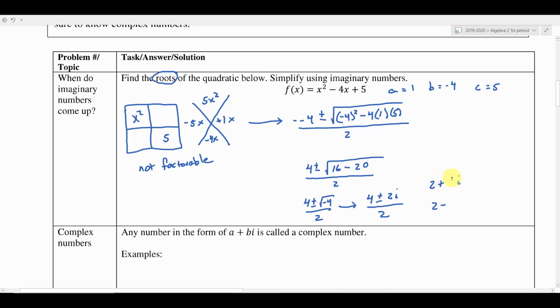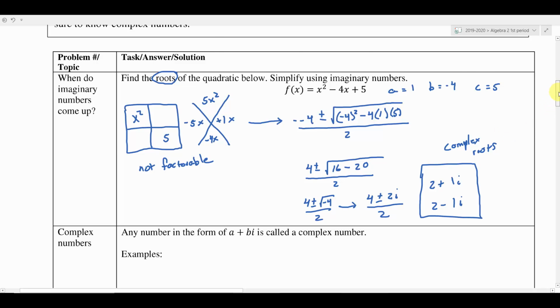So this will be 2 plus 1i, and this will be 2 minus 1i. And these are our roots. These are the complex roots. Okay? So they're not real number roots, they are complex number roots, and every quadratic will have roots, whether they are complex or whether or not they are regular numbers like we've dealt with before. So these are the roots for this quadratic.